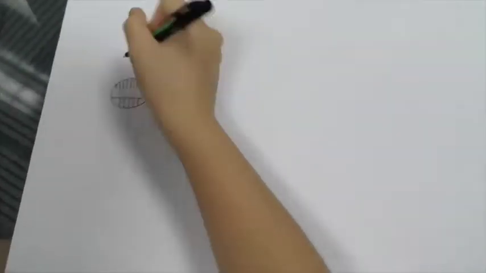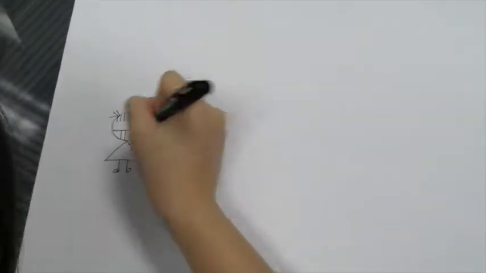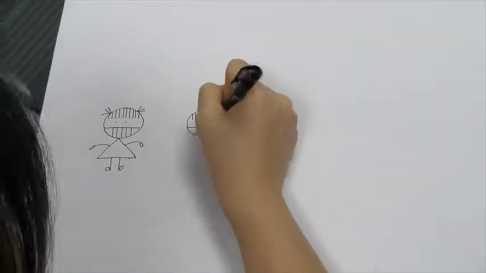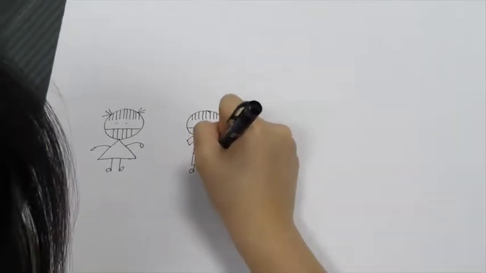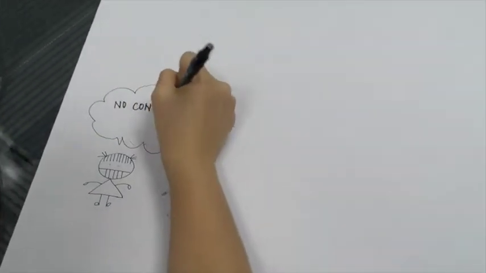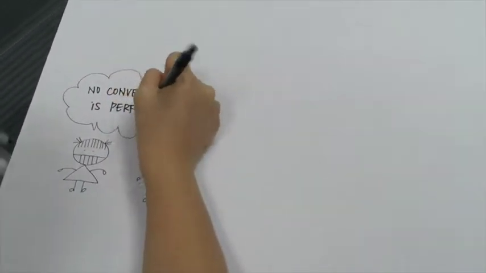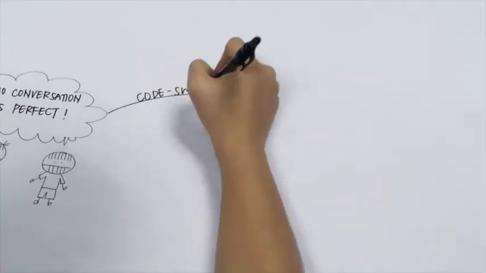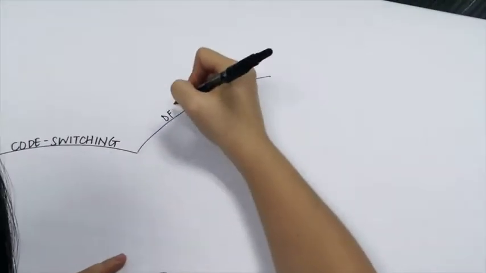Today, our group will be presenting on language phenomena observed in a recording of interaction between children of ages 5 and 6 in a childcare center. The title of our project is No Conversation is Perfect. One of the language phenomena observed in the video is code switching.